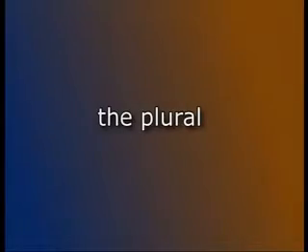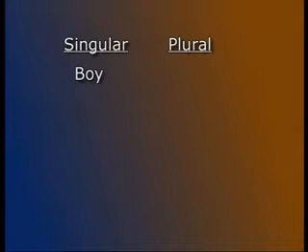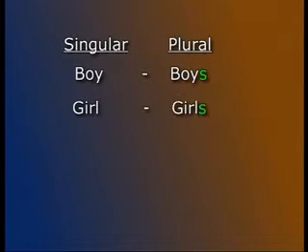Remember that when we have more than one of a person or a thing, we call it the plural. One is called the singular. So, if the singular is boy, it becomes boys in the plural. How do we do this? We add an S to the end of boy. In the same way, girl becomes girls.